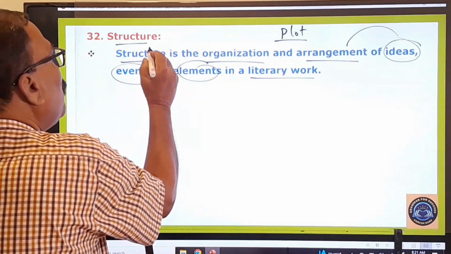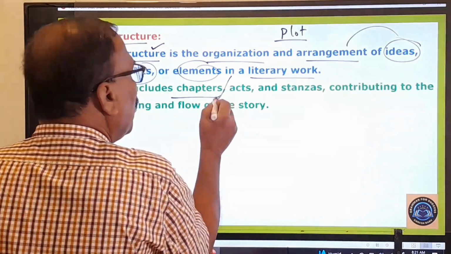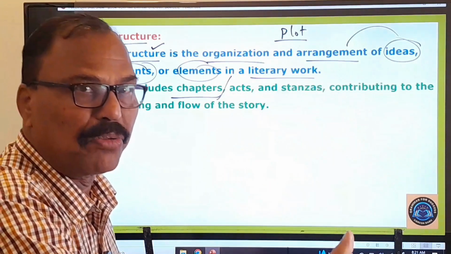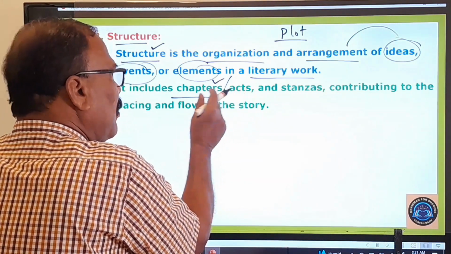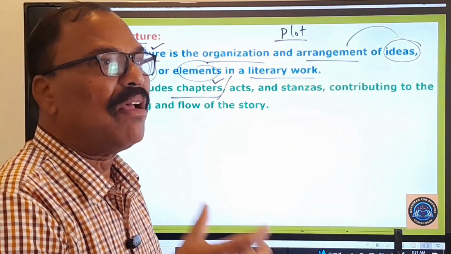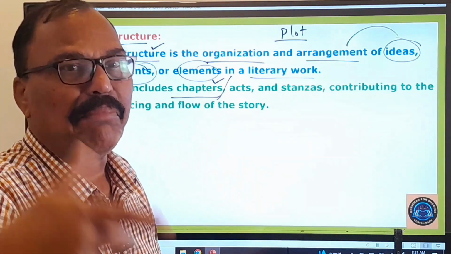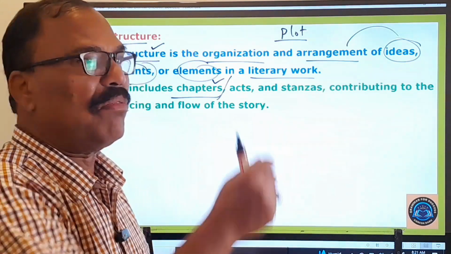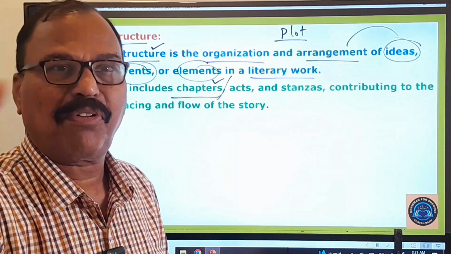So many things you use in this structure. So let us see that here. It includes chapters. Okay, chapter 1, chapter 2, chapter 3, chapter 4. So this is one aspect. They should be arranged in a proper order. You cannot introduce the third chapter at the beginning and the first chapter in the middle or something like that. You cannot do that. Okay, it should be in an order. First chapter, second chapter, third chapter, fourth chapter.